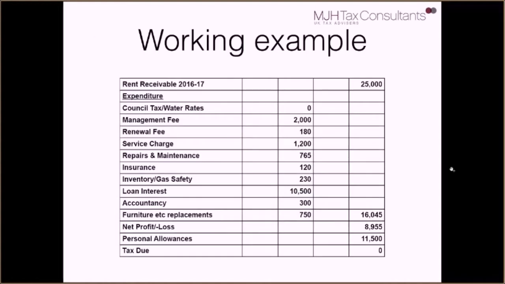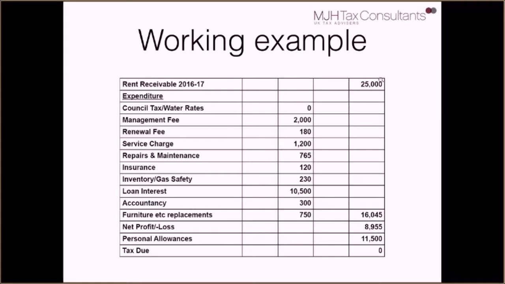This is an example. It's not really based on any projected income from an investment or a buy-to-let property, but it gives you an outline of the sort of expenses that you can claim for the current 2016-17 tax year. And the costs are realistic. So if you've got gross income of £25,000, on the left-hand side you can see the typical expenditure.